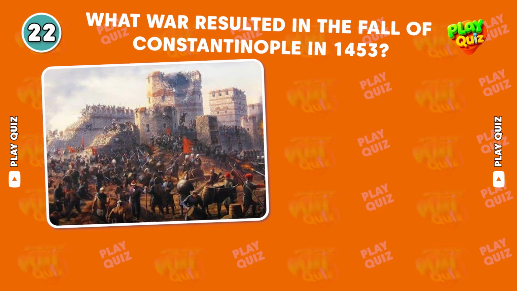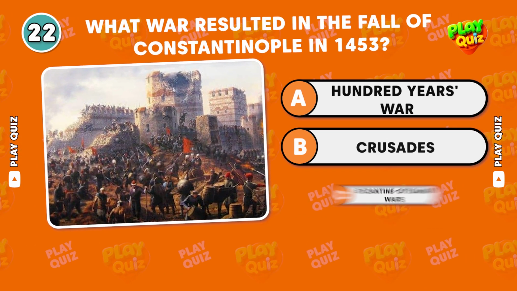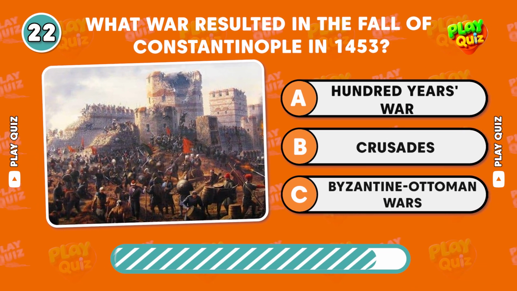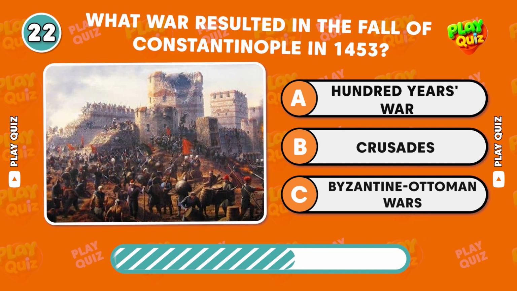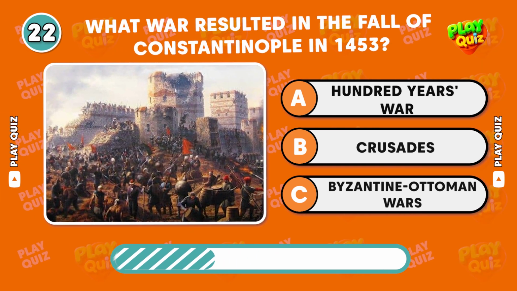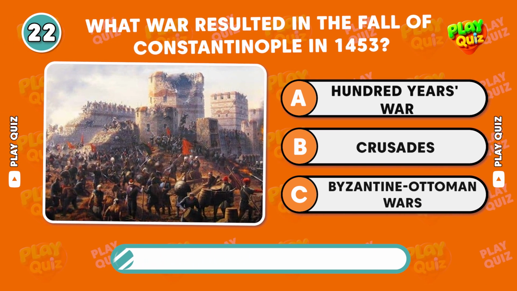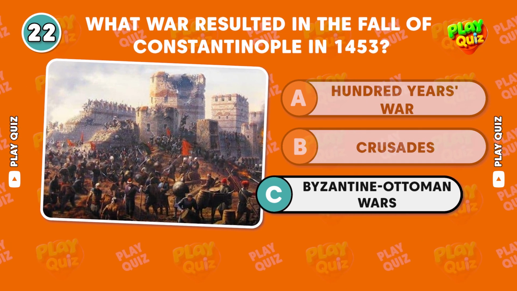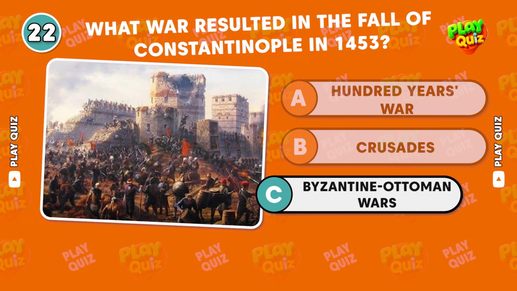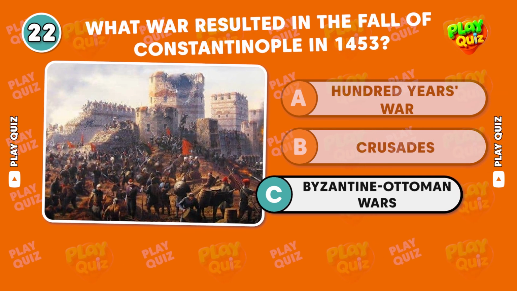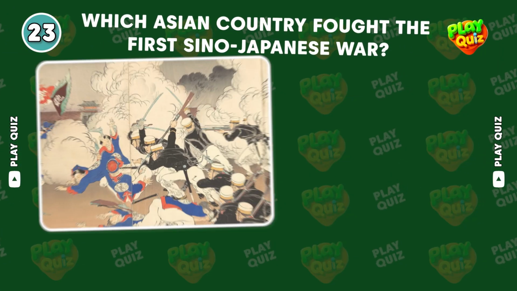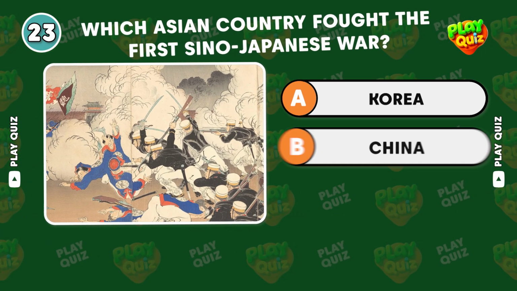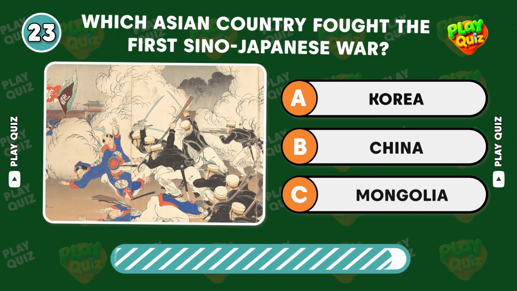22. What war resulted in the fall of Constantinople in 1453? Correct answer, Byzantine-Ottoman Wars. The fall of Constantinople marked the end of the Byzantine Empire and the rise of the Ottoman Empire.